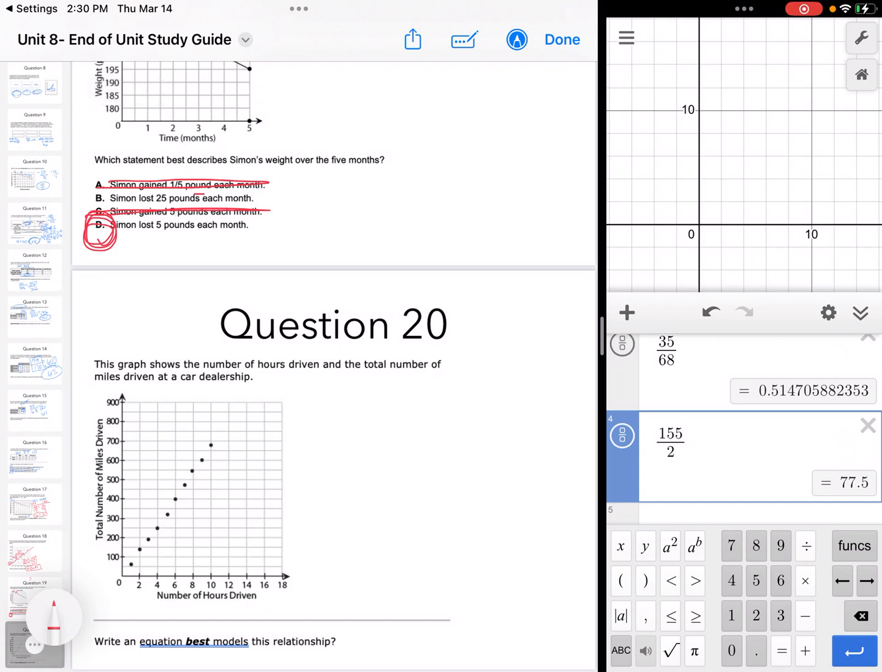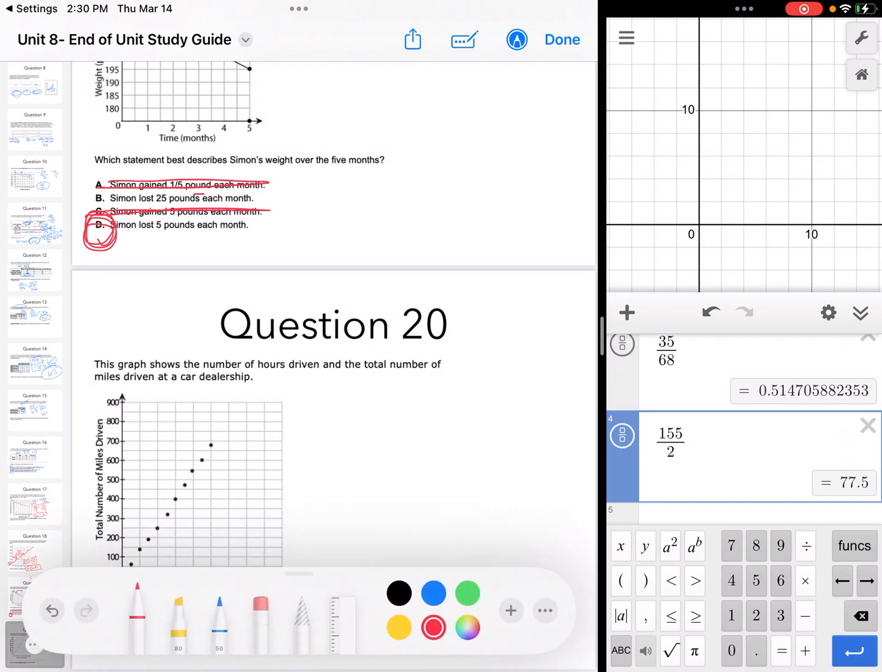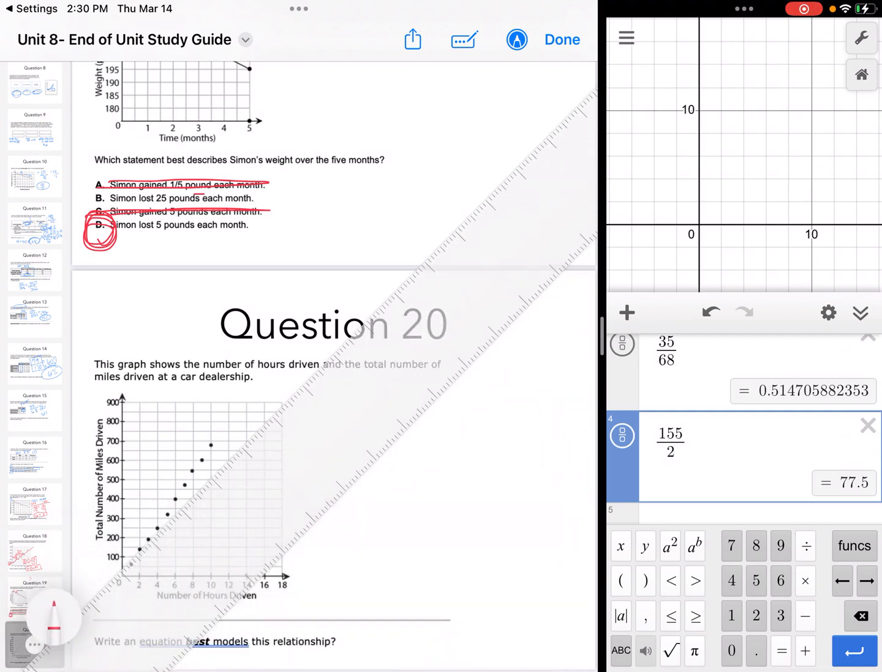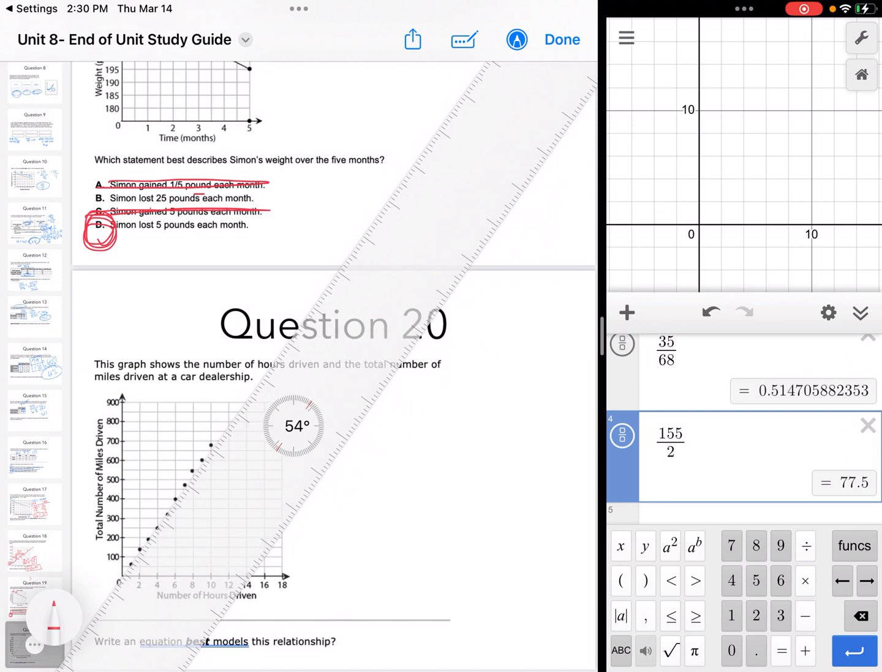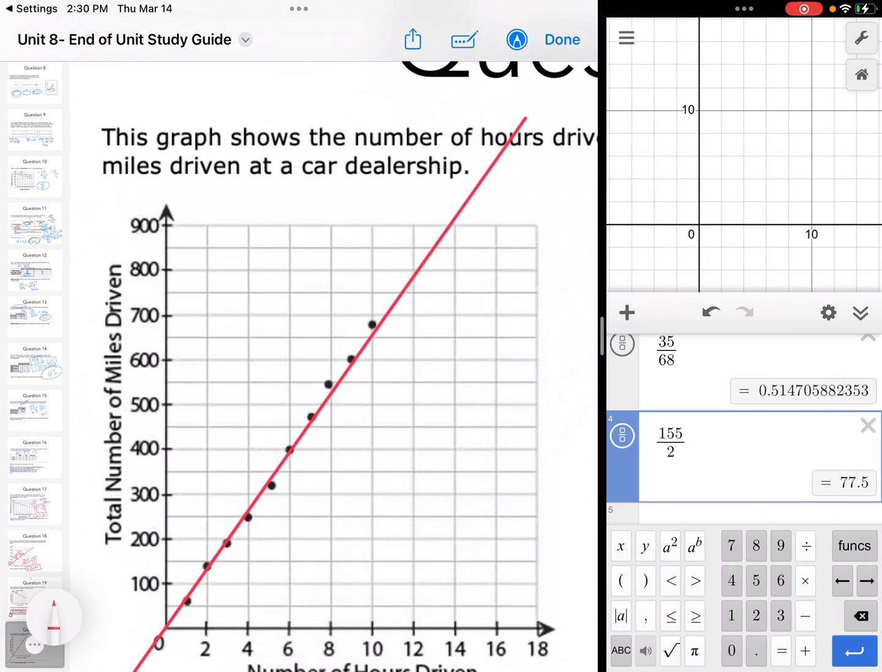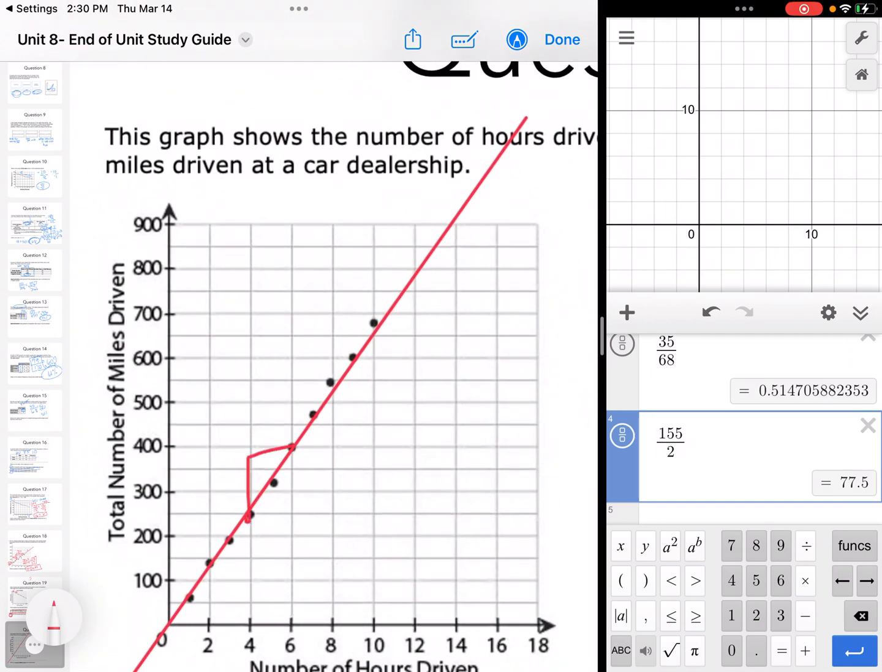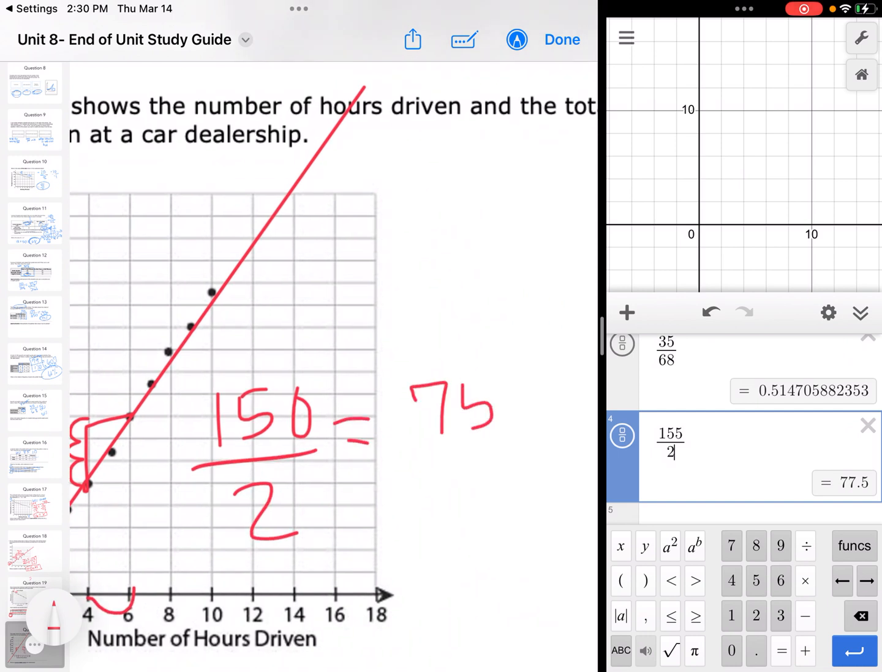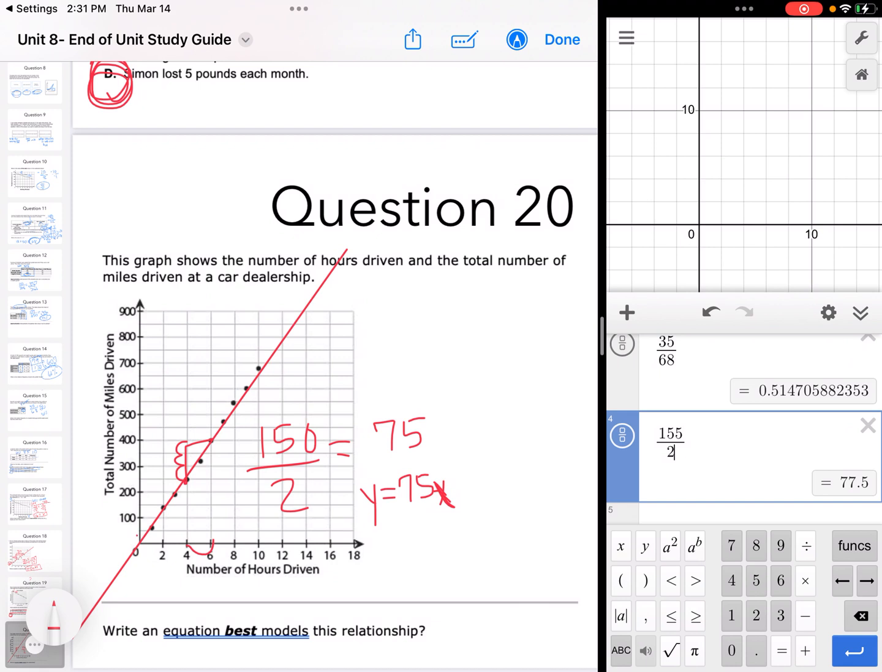All right, write an equation that best represents this, so I'm going to grab my ruler. Okay, so I know that I'm counting by 50. So 50's 100, 150. So I got 150, and that's counting by 2s, divided by 2. So I get 75. So y equals 75x. And then this is going through the origin, so I don't have to write plus 0. I just know that if there's no y-intercept, it's going through the origin.